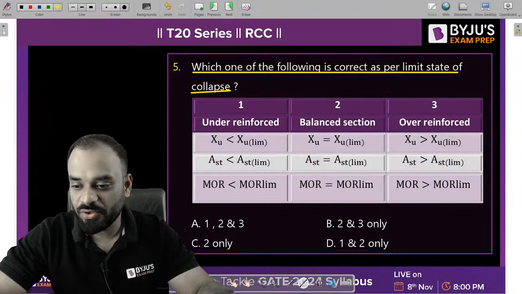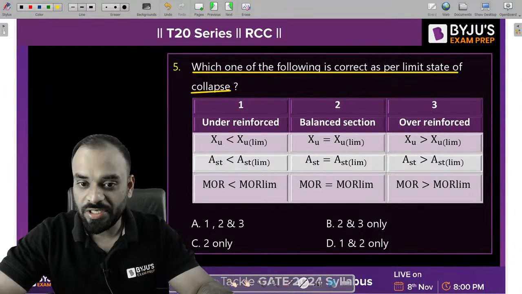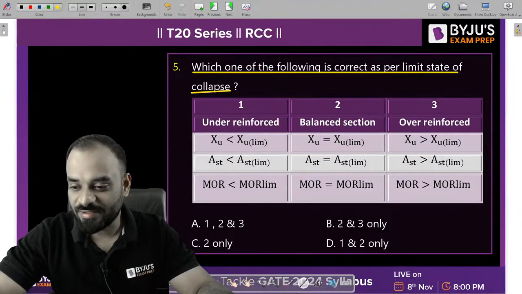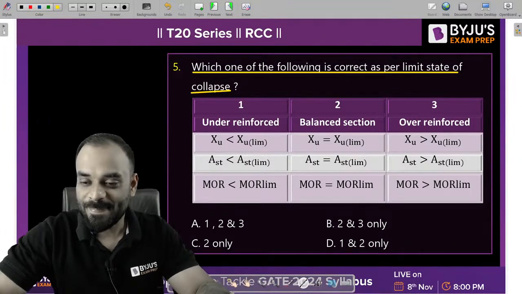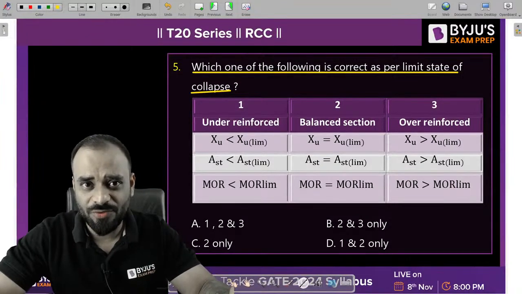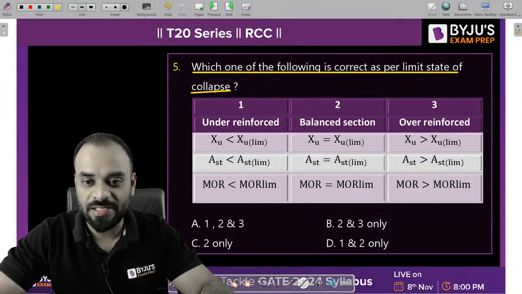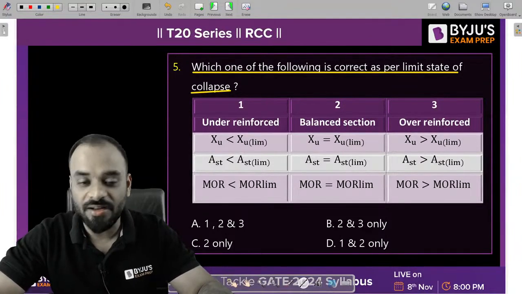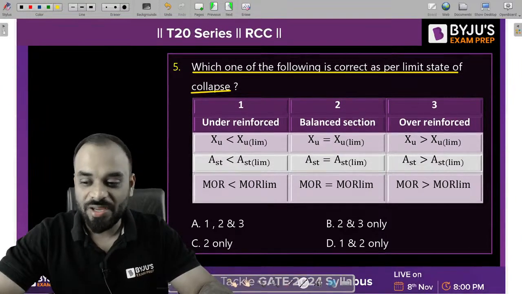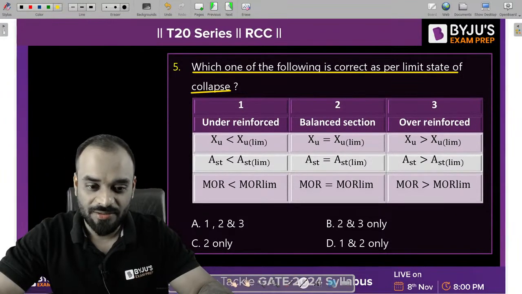Fifth A, 1, 2, 3. Wali B, okay, 2 and 3. Okay, what about rest of the students? Okay, Wali. Okay, Pradvi. Tell me, guys, it is a very simple question. You have solved a lot of time such type of problem like under reinforced section, balance section, over reinforced section, etc. But why you are not giving the answer? C only. Okay, 2 only.